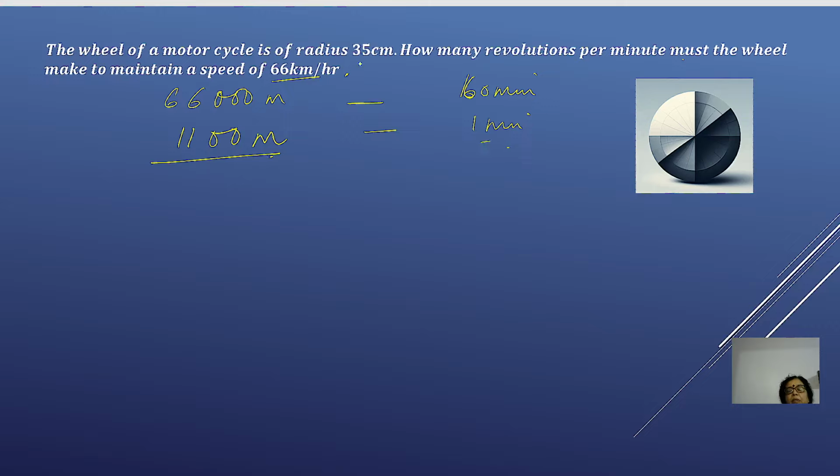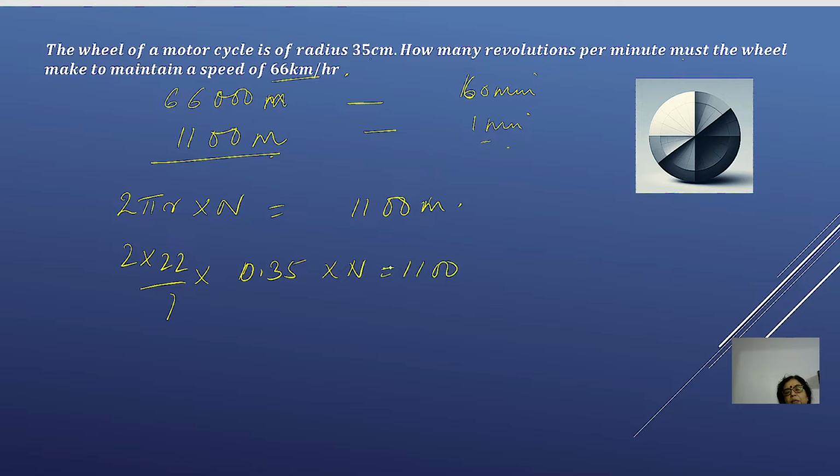So if it has to maintain the speed, in 1 minute it has to cover this distance. Now here we must also check the units, because this is 35 centimeter and this is 66 kilometer per hour, so I have taken it in meters. So 35 centimeter is the radius. So 2 pi r into the number of revolutions is equal to 1100 meters, the distance covered. So 2 into 22 by 7 into the radius, 0.35 meters, into n is equal to 1100 meters.